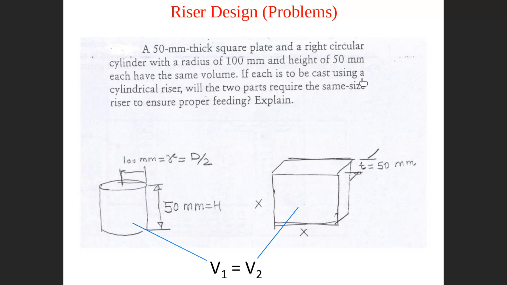If each is to be cast, this is the cast part. This is another cast part. This is not the riser. This is a cast part. If you would like to cast this one, and if you would like to cast this one, so if each is to be cast using a cylindrical riser, we need a cylindrical riser for casting this one, and another cylindrical riser for casting this one. Here, the metal is the same, the liquid is the same, and the mold material is the same in both cases. So the constant is the same; consider the constant the same in both cases.